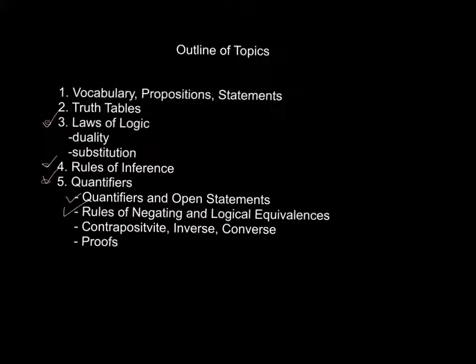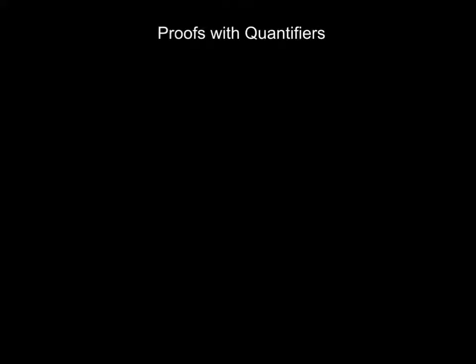Now that we've completed the contrapositive, inverse, and converse, we are ready for the last topic, which is proofs with quantifiers. Earlier in the chapter, we had done proofs using the rules of inference. However, if you recall, the rules of inference are used with propositions. So when we have open statements, we need to do something so that we can use them. In particular, we're going to use quantifiers, and that way we can have them as propositions and then use our rules of inference.